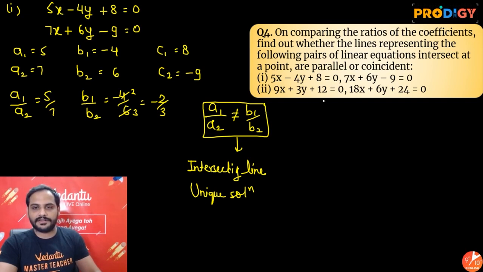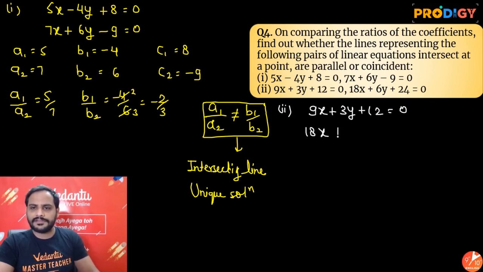Second equation, second part. First equation is 9x plus 3y plus 12 equal to 0. They are already in the general form, so no need to convert them. And here 18x plus 6y plus 24 equal to 0. So a1, b1, c1, a2, b2, c2, all values you can see very well.